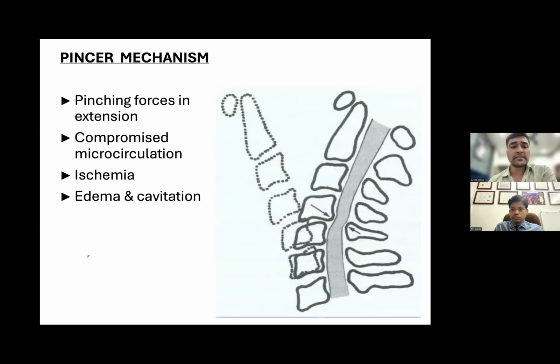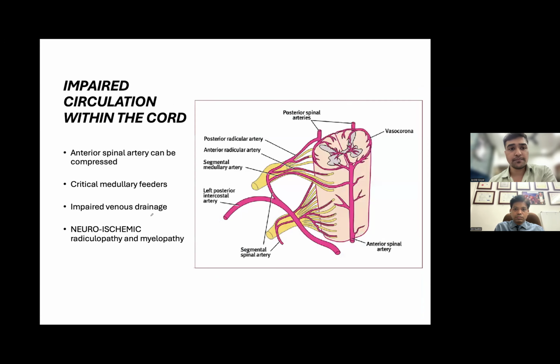Another mechanism is the pincer mechanism, where there are pinching forces in extension, where the neural structures get compressed between the upper vertebral body and the lower spinous process, which can result in compromised microcirculation, ischemia, edema.